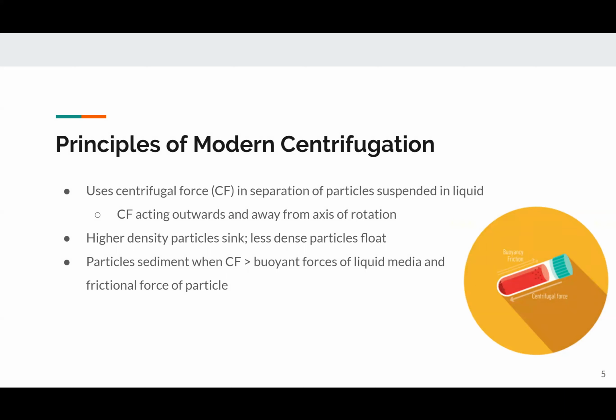The principles of modern centrifugation use centrifugal force in the separation of particles suspended in liquid. This centrifugal force acts outwards and away from the axis of rotation, while higher density particles sink and lower density particles float in the medium. The particles begin to sediment at the bottom of the test tube when centrifugal force exceeds the buoyant forces of the liquid media and the frictional force of the particle. Here you can see the opposing forces at work during centrifugation.